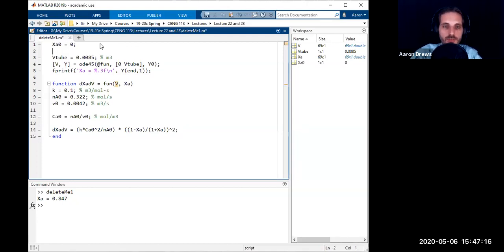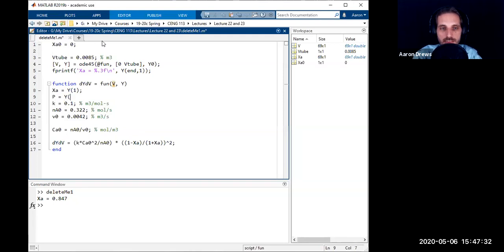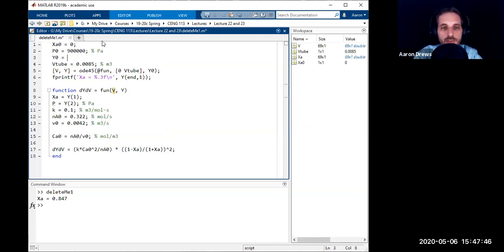Similarly, we'll do it on a keyboard. We no longer are calculating dXA/dV. We're doing dY/dV, because there's more than one, and our input is now y. The pattern of our input is that xa is the first element of y, and p is the second element of y, and p is going to be in pascals. Similarly, we have an xa0, and we also need a p0, which is 900,123 pascals. Our y0 is then the combination of these, xa0 and p0.